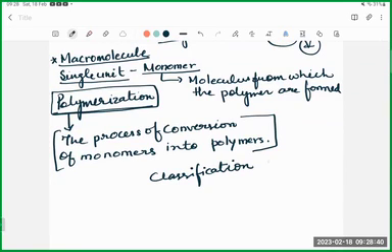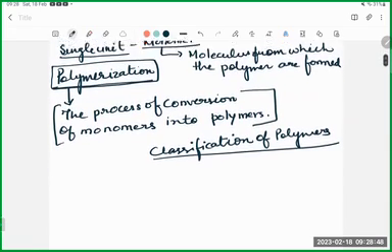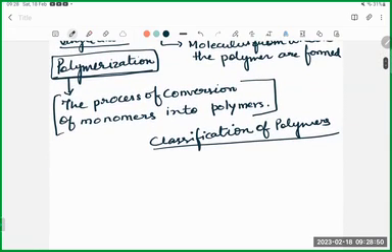We can say the classification of polymers is made based on the source and their structure, and the type of polymerization, meaning the mode or process they are undergoing. And then the molecular interactions, what kind of interaction the constituents are held with.